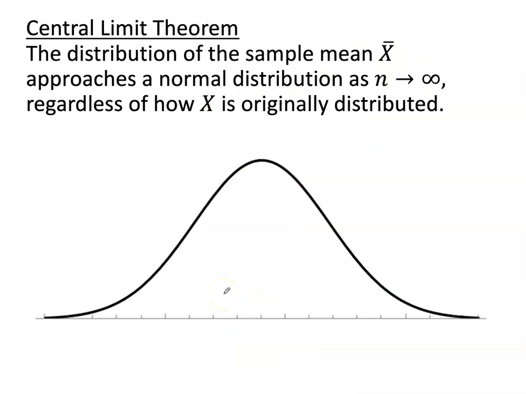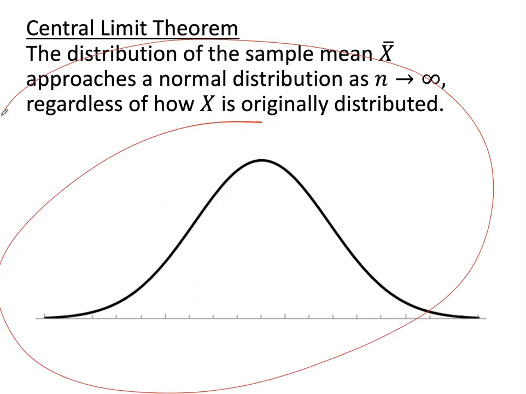This is an aspect of the central limit theorem that I haven't highlighted, but it's important too. The distribution of the sample mean x bar approaches a normal distribution as n approaches infinity, regardless of how x is originally distributed. This is a really cool result. It doesn't matter how skewed x looks like or what x looks like. X bar is eventually going to have a distribution that looks like this normal distribution as the sample size n approaches infinity. That is a cool result.